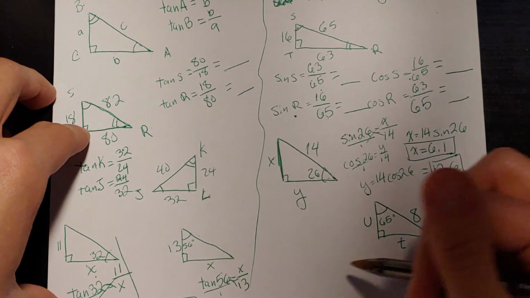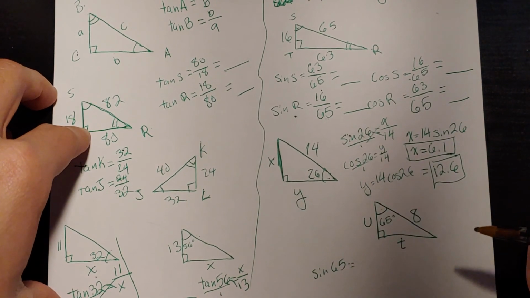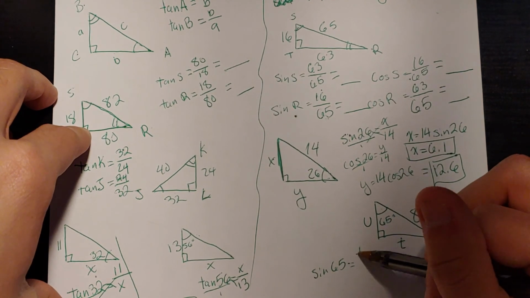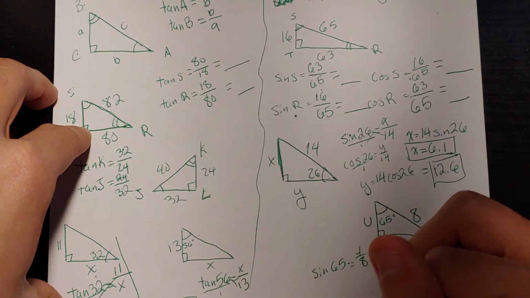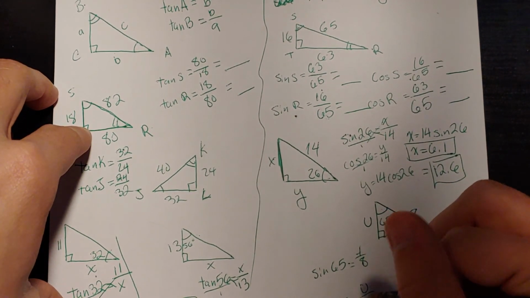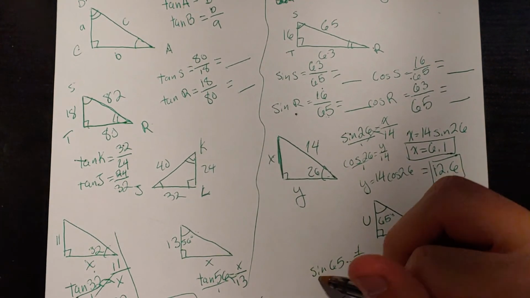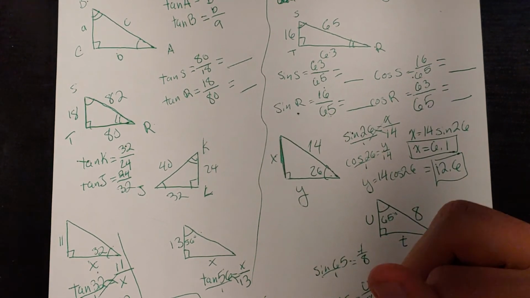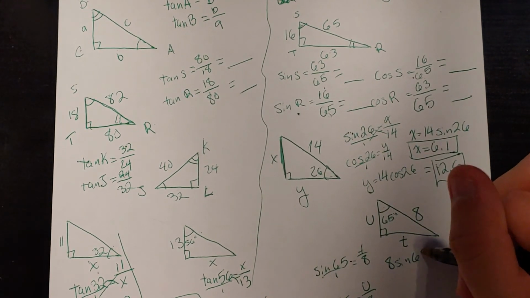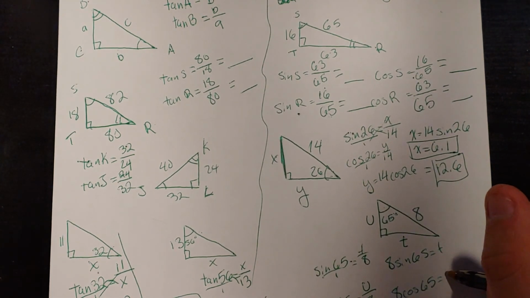Cool. We're going to do the same thing. I'm going to set up sine of 65 equals, since t is opposite of 65, that goes with sine, so t over 8. Then I'm going to set up cosine of 65 equals, adjacent to 65 is u, so u over 8. I just need to cross multiply. Since our sine and cosine are really over 1, I get 8 sine of 65 equals t, and 8 cosine of 65 equals u.